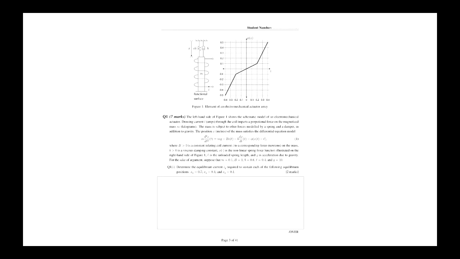So here's an example of a blank page. The back side of every page is blank like this, with a little statement up the top saying this is intentionally blank. So you can do your rough working there if required. The first question is always about linearization.